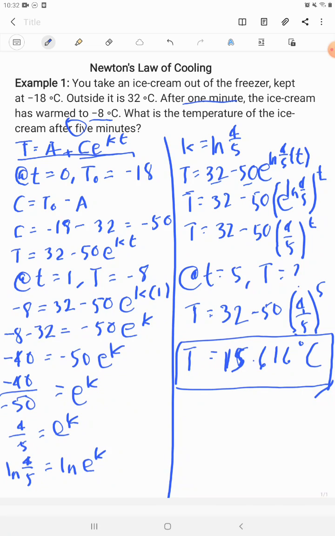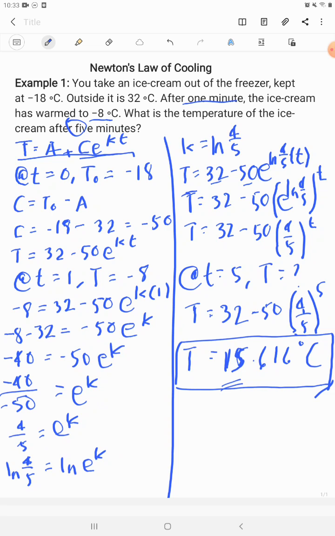Of course, we know that this is not realistic because by this time the ice cream must have melted already, but we are just trying to apply Newton's law of cooling. We can say that you do not have 5 minutes in order to eat all of the ice cream, because after 5 minutes it would have liquefied already. Its temperature is 15.616 degrees Celsius.